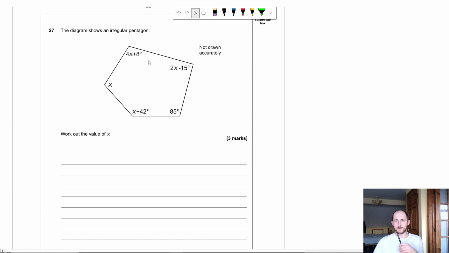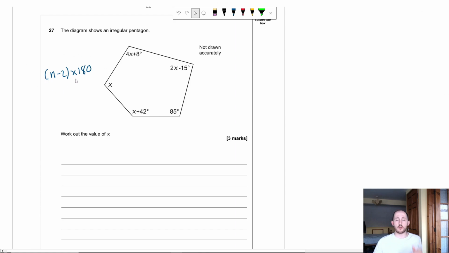Irregular pentagon, okay. Find the value of x. So the word irregular means that the sides and the angles are not all the same, which is important because if it was, then everything here would be 85. We need to find the value of x. So because they've only given me angles, I need to work out what all of these angles should add up to. And this equation is what you use. Now, this equation isn't used very frequently, but much to my surprise, a lot of students don't know about it. This is a really important equation.